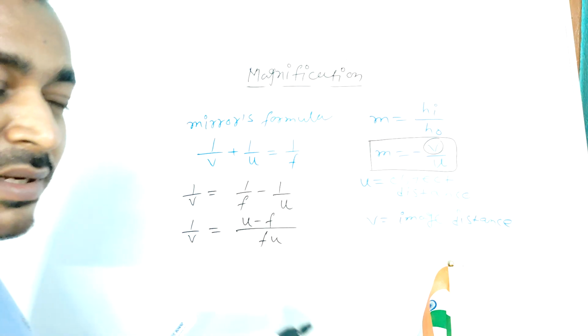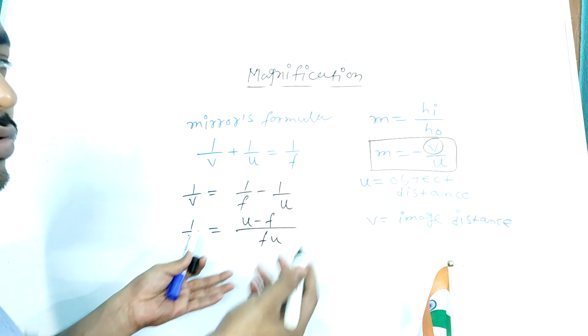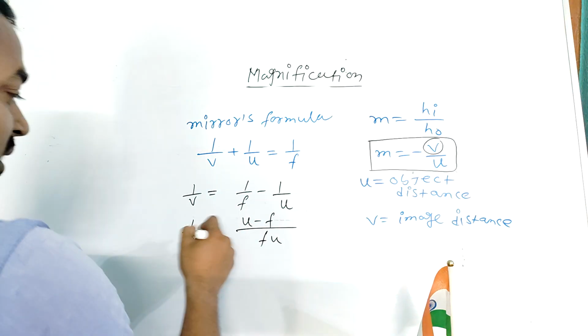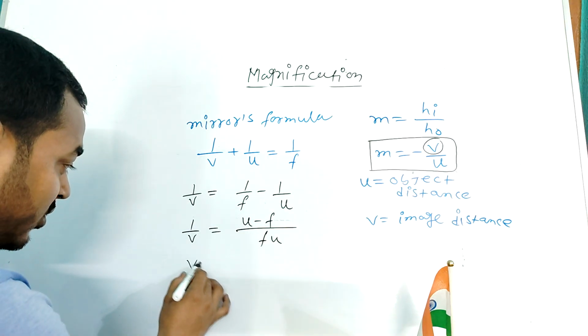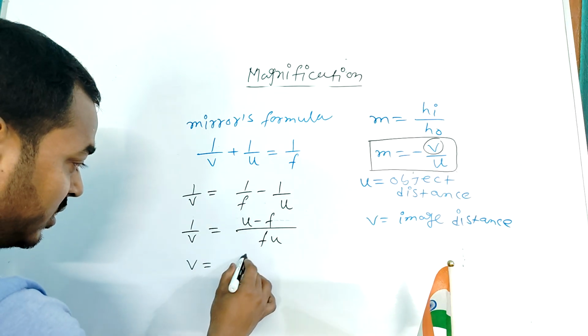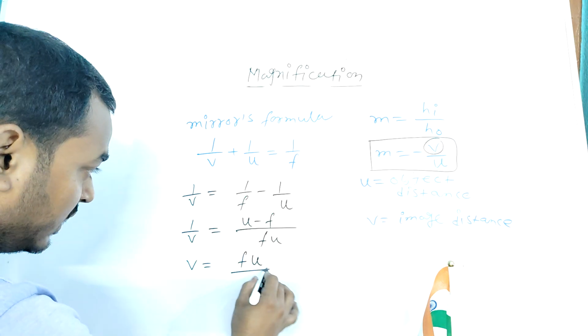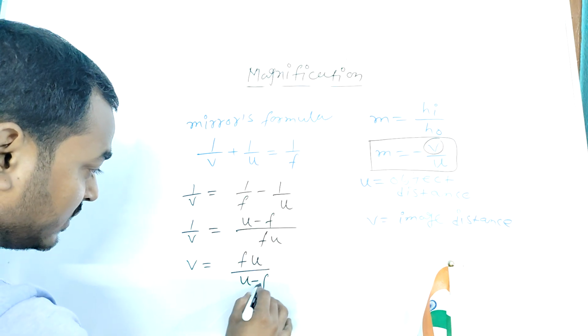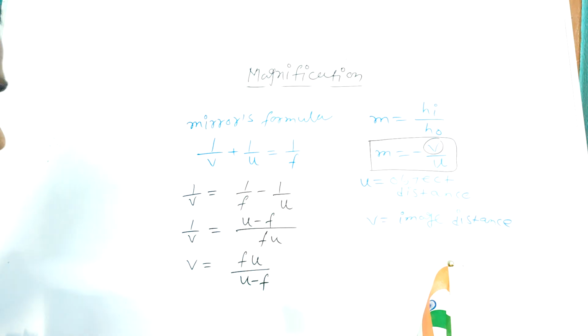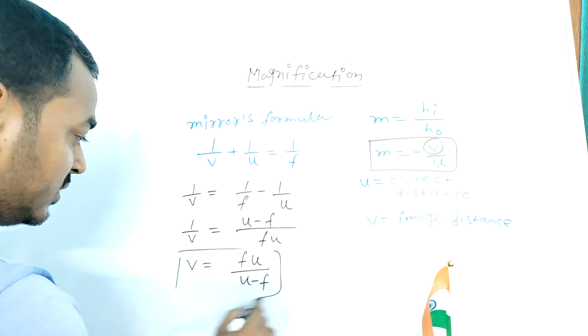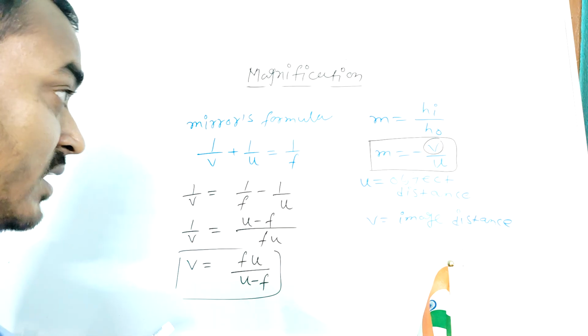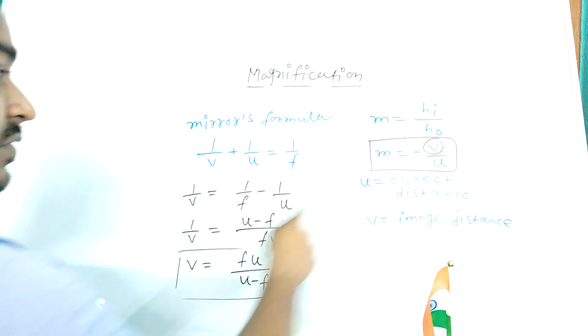If you have any problem in LCM, then comment, I'll show pure mathematics LCM. So 1 by v. Now, what is the value of v? That is the reciprocal: fu divided by u minus f. Is it u minus f or f minus u? u minus f. So v is equal to this. And now substitute the value of v over here.